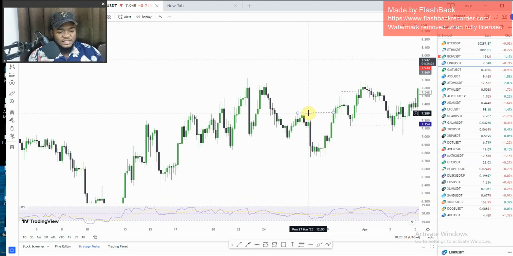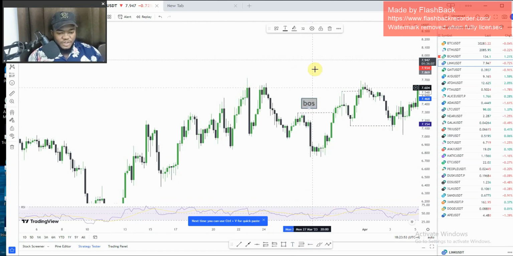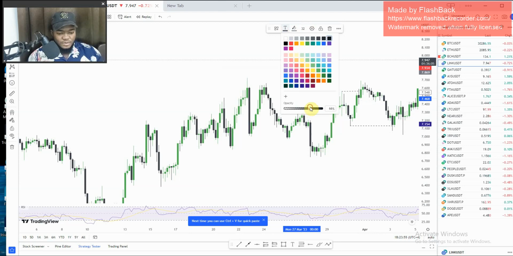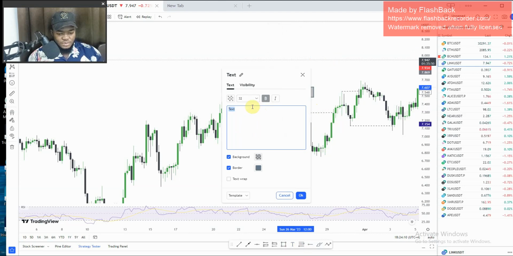You can see that this thing I marked here is a break of structure. So there was a break of structure. Let's name it break of structure. That is a BOS. So let's name this one BOS.